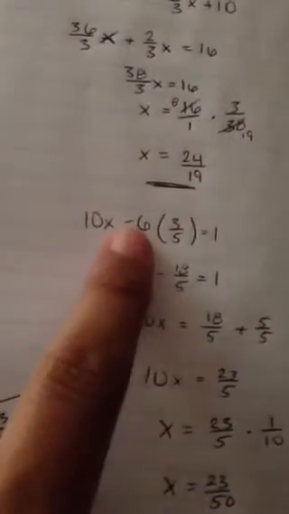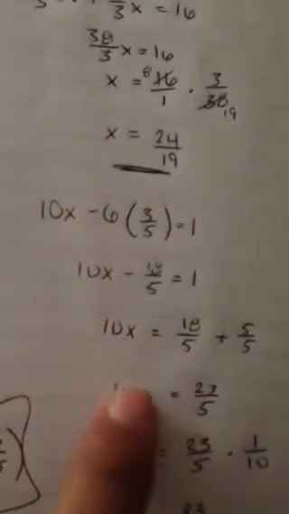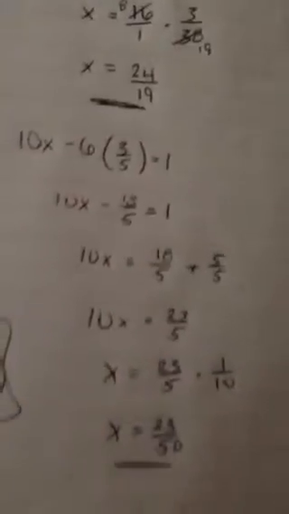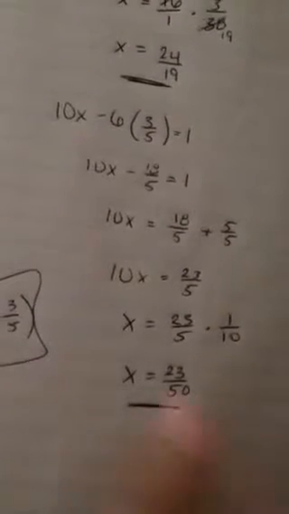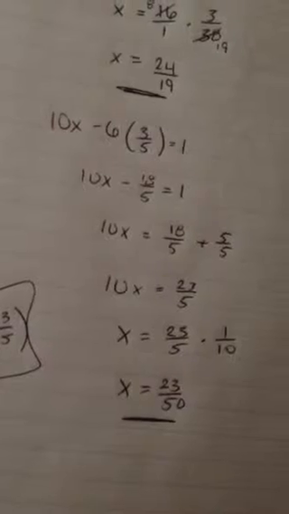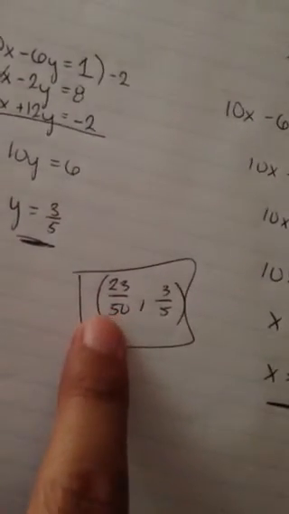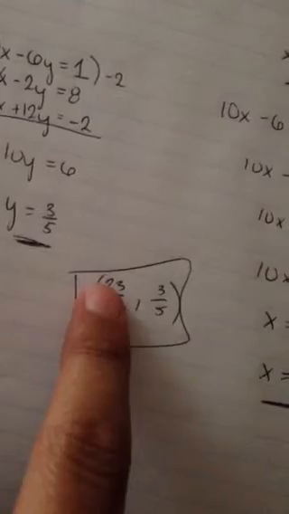And then you do the same thing as on top. You plug in the 3 over 5 into one of the two equations. And then I just simplified it, and that's what I ended up with. X equals 23 over 50. And then, as I did before, you add up the two answers to find your solution, which is 23 over 50, comma 3 over 5, box it up, and that's your final answer.